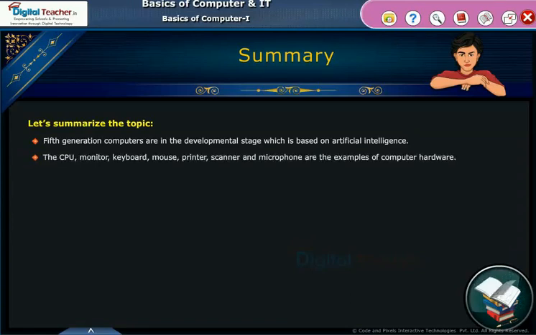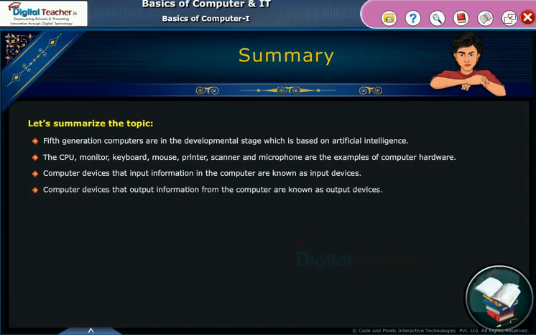The CPU, monitor, keyboard, mouse, printer, scanner, and microphone are examples of computer hardware. Computer devices that input information into the computer are known as input devices. Computer devices that output information from the computer are known as output devices.